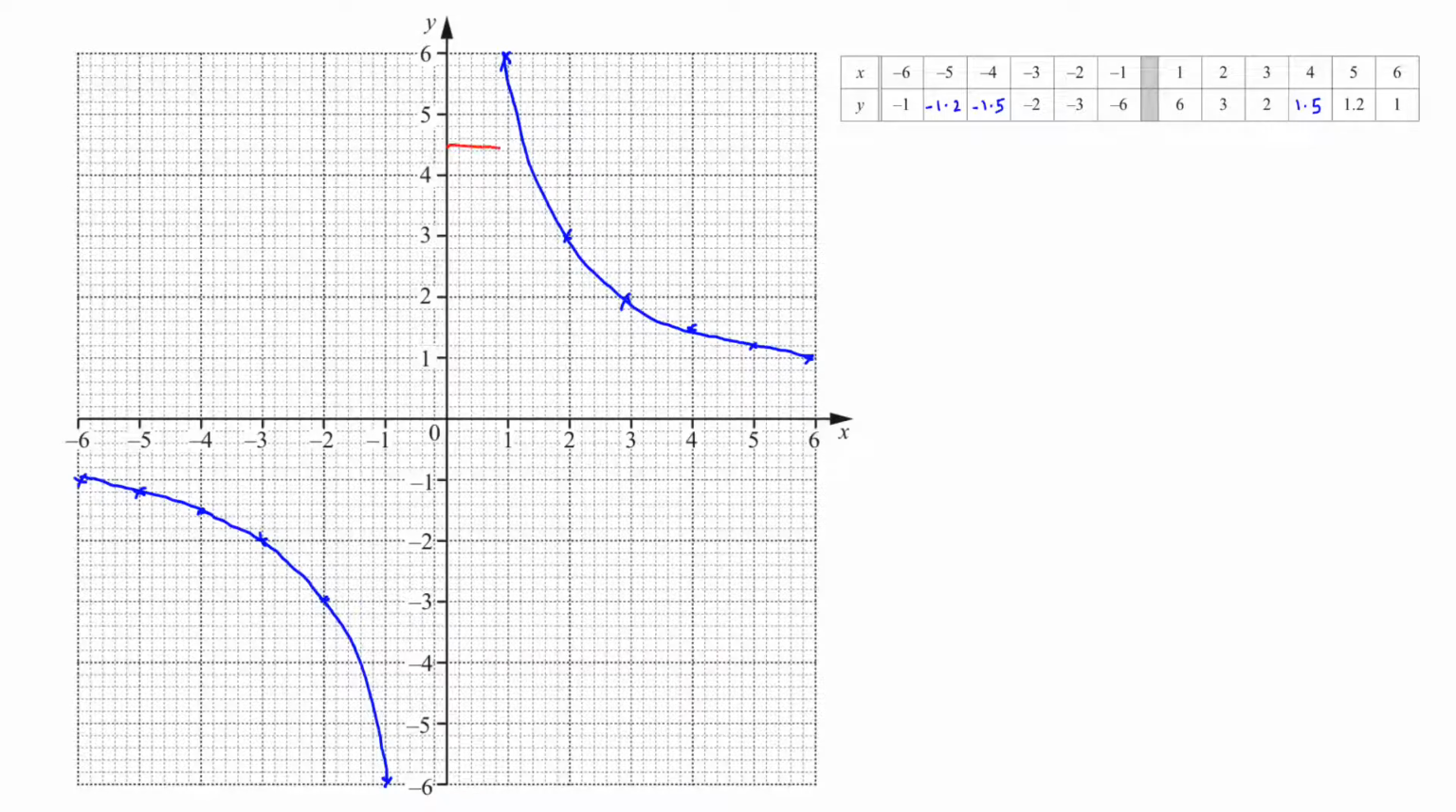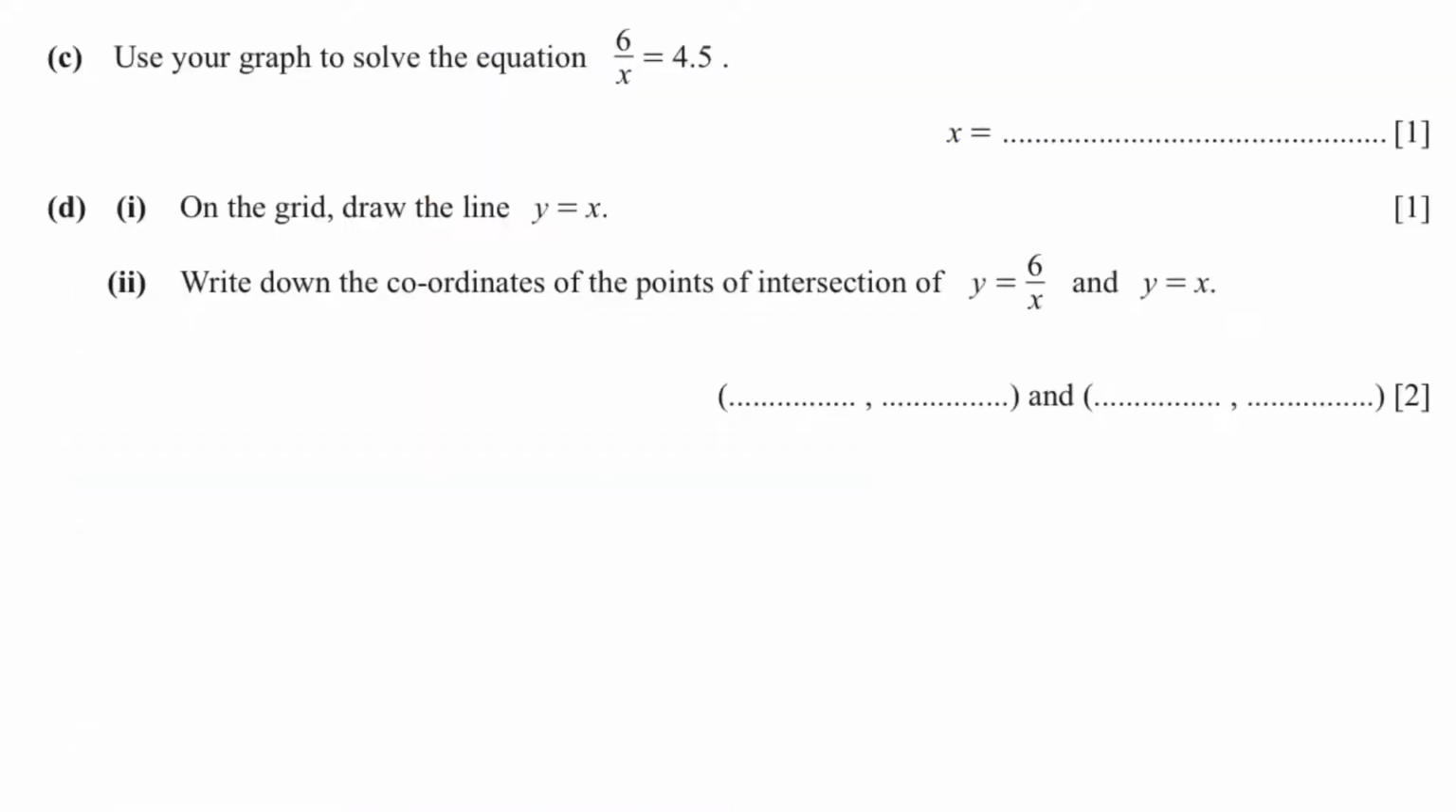4.5 is here and the corresponding x value is 1.2. Your answer can be between 1.2 to 1.4.